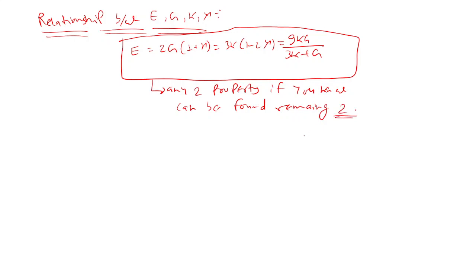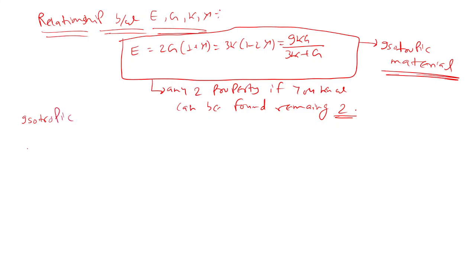So these formulas are valid only for isotropic material. So, can anyone tell what is the difference between isotropic and homogeneous?